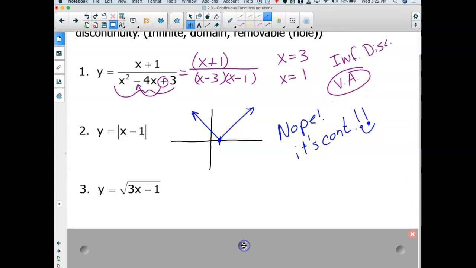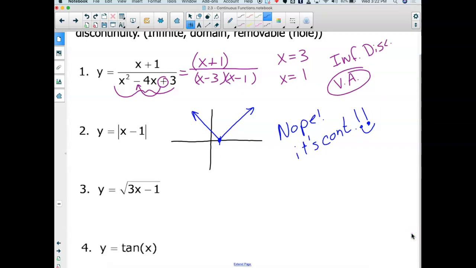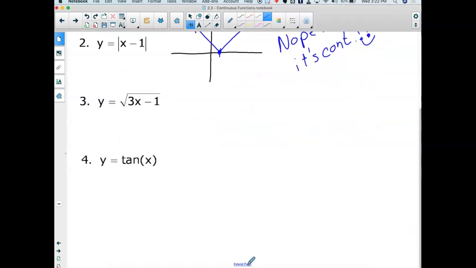I'm going to look at number 3. Actually, let me get rid of that. I'm going to extend the page up because I want to look at number 3. Well, how can I see this? Well, again, that's why those parent functions are so important. What does this little guy look like?